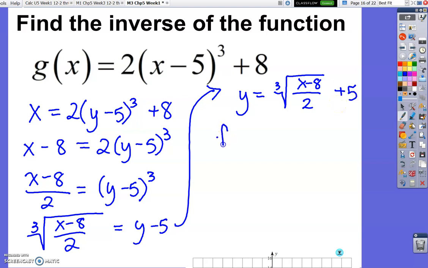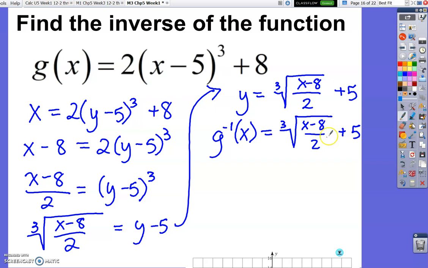So I'm finished. Rewrite my function, g inverse, excuse me, this is g. G inverse of x equals cube root of x minus 8 all over 2 plus 5. And so those are my two functions. Now there's a few problems on your worksheet that you're going to be working on in a moment that ask you to graph. So we're going to quickly remember how to graph.